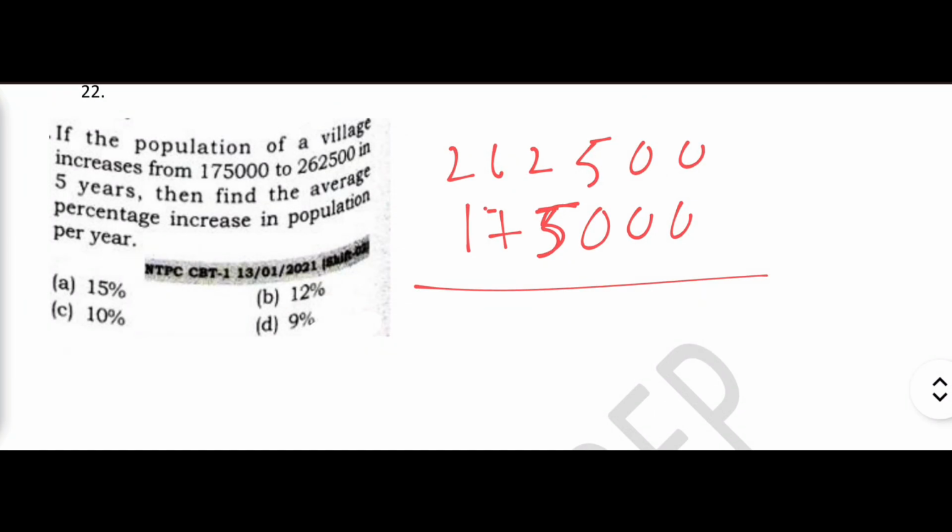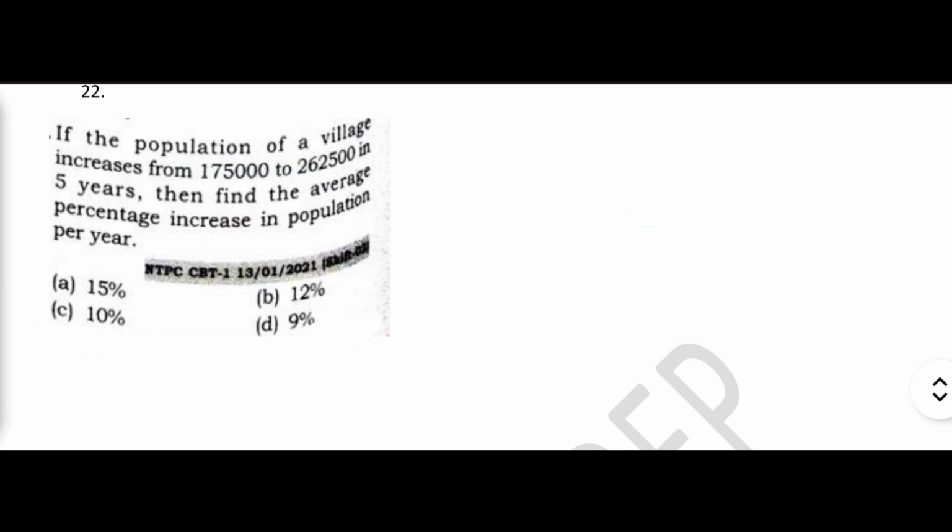This is 5 by the way. This is 7. Okay, so this is 1, this is 15, and this 12. 12 minus 5 is 7, 15 minus 7 is 8, this is 5 0 0. So 87,500. Okay, 87,500 is the increase.